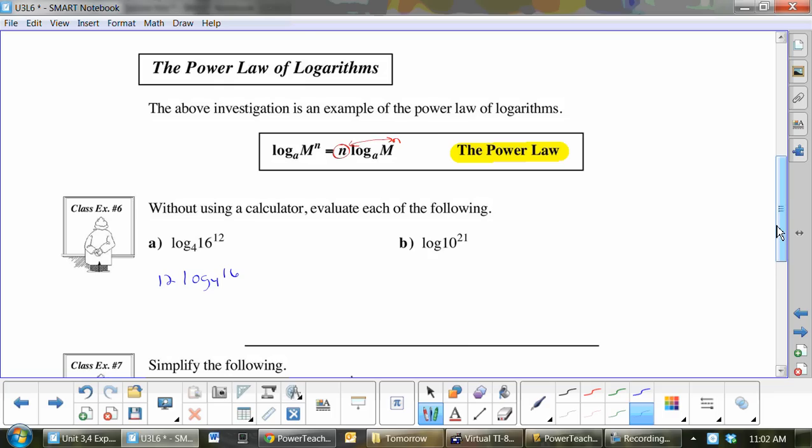But if you brought your A down, you'll see, this is the same thing as 12 times... What does this equal? Can you look at it now and know what it equals yet? 2, right? Because that's log 4 of 4 squared. So this would be 24.